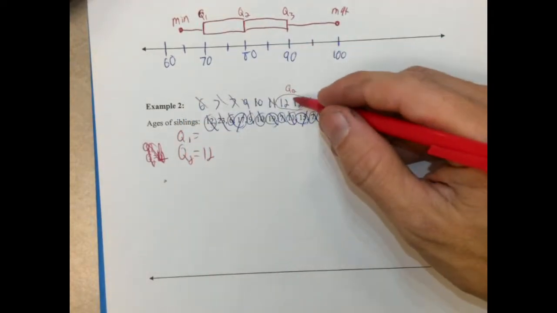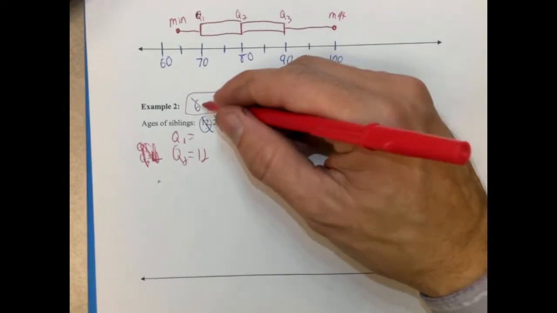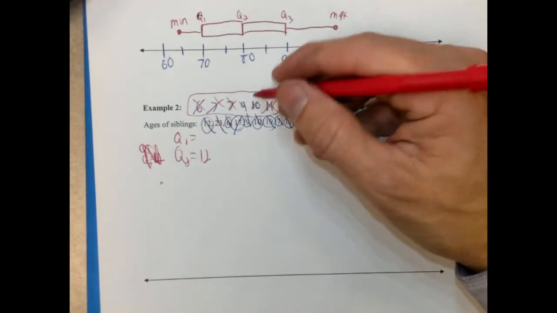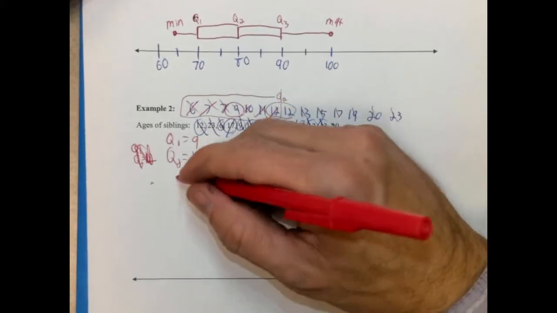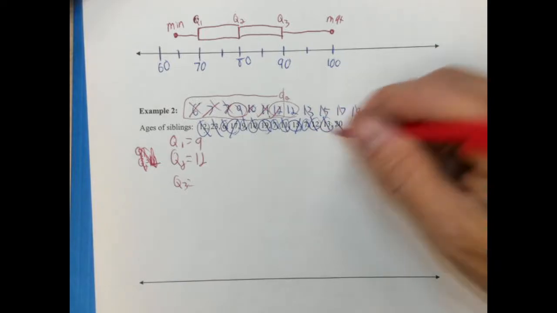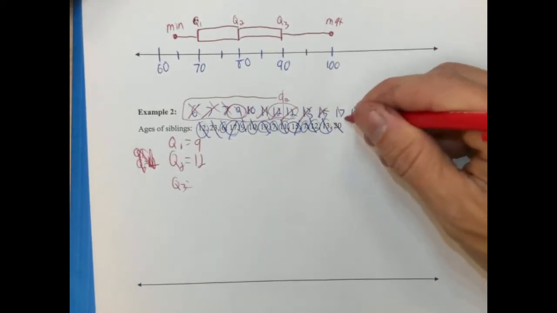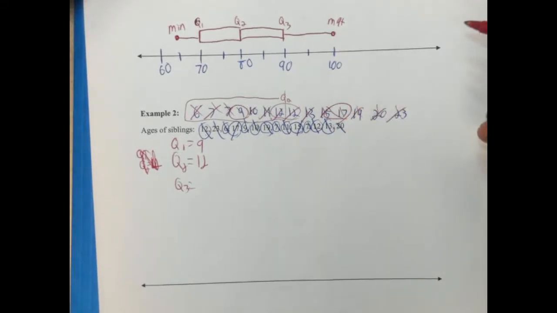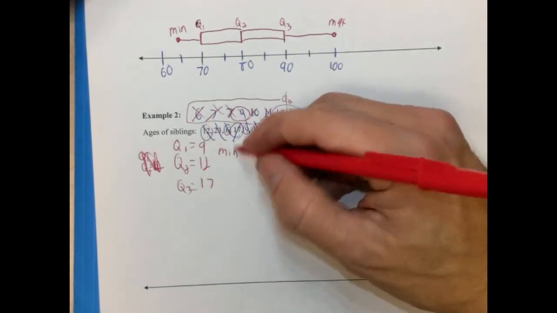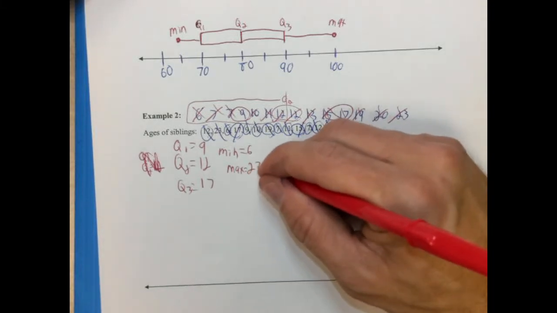Okay. Q1 is going to be the median of this first part of the data. So low, high, low, high, low, high. So 9. And our Q3 is going to be the median of this data. So low, high, low, high, low, high. So 17 is going to be the Q3. The minimum is going to be 6 because that's our lowest value, and the maximum is going to be 23, because that's our highest value.